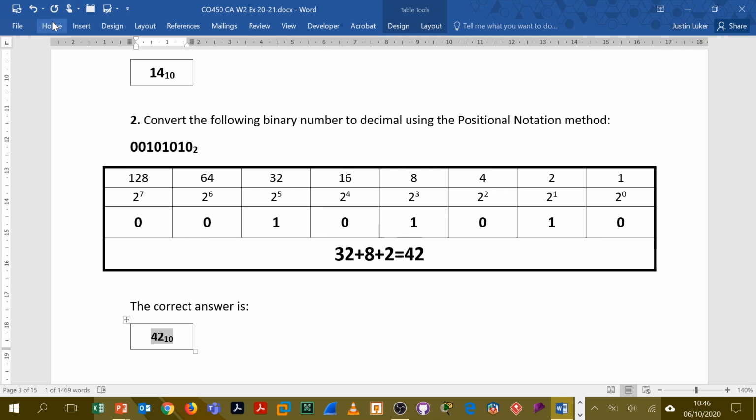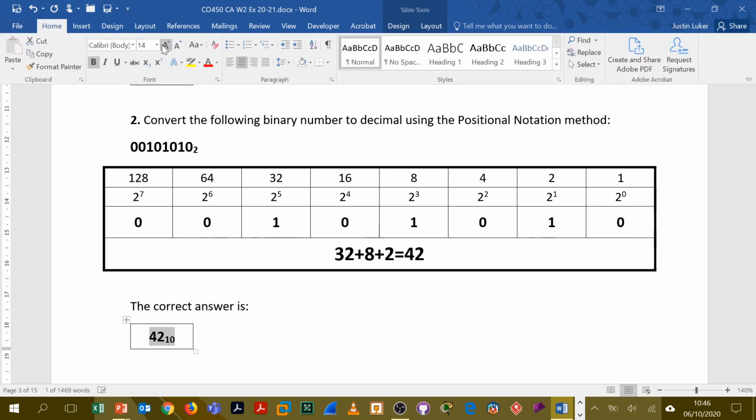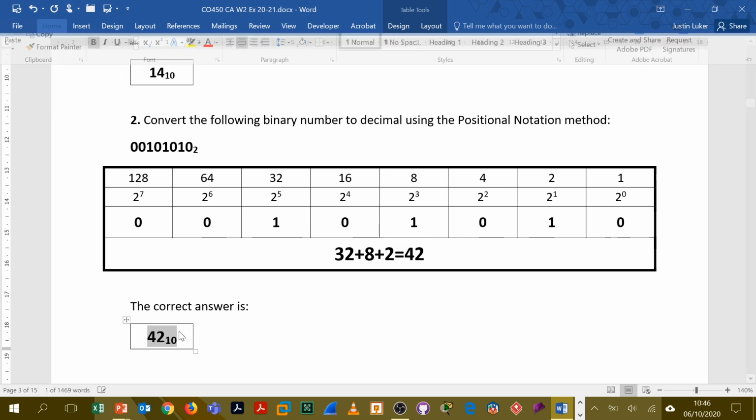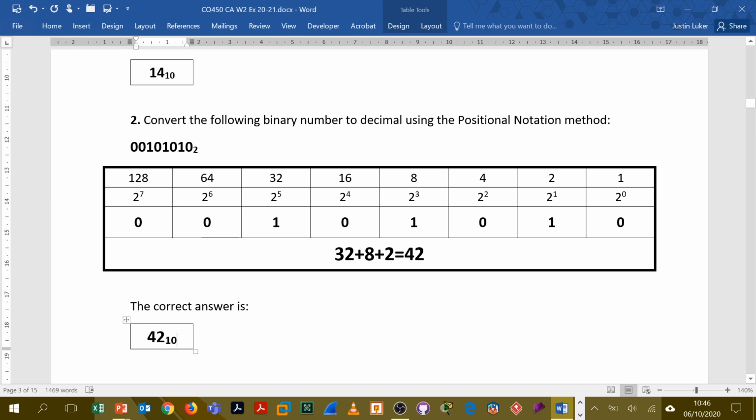And that's it. Nice little straightforward conversion of a binary number using positional notation. The position of the 1 bits essentially notes down the decimal number that they're equivalent to, and we just simply add them together.